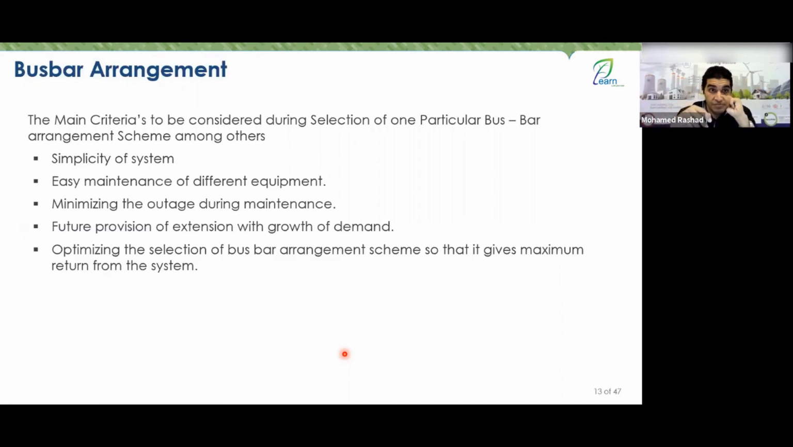He mentioned that when you choose a specific bus bar in a certain way, the first thing you look at are these 5 points. The first is simplicity, ensuring that the system is simple. The second thing is easy maintenance of different equipment. It should be easy for you to maintain the various equipment inside the switchgear.